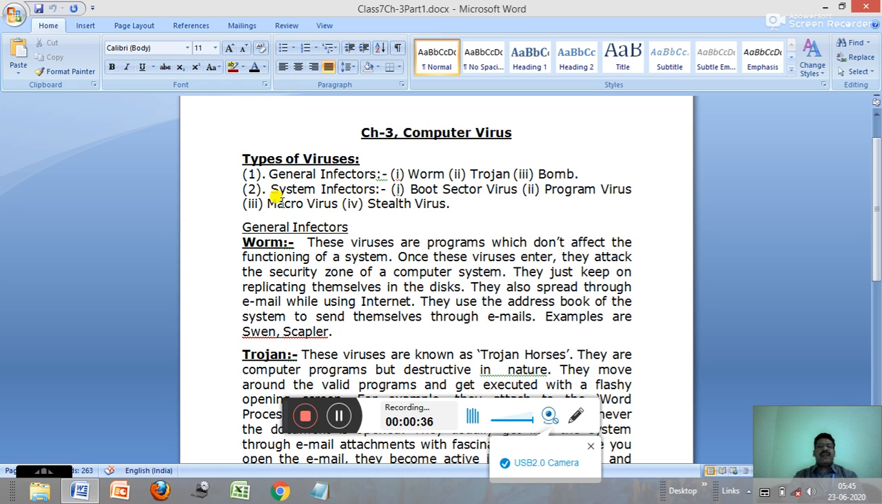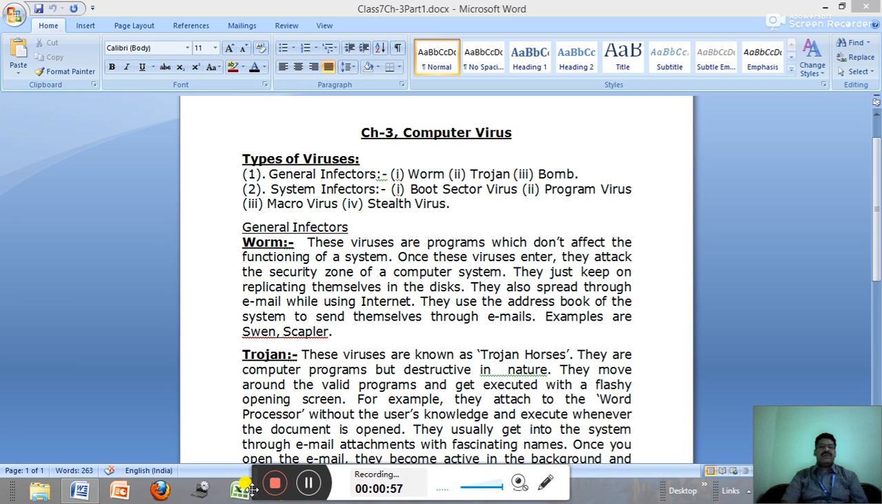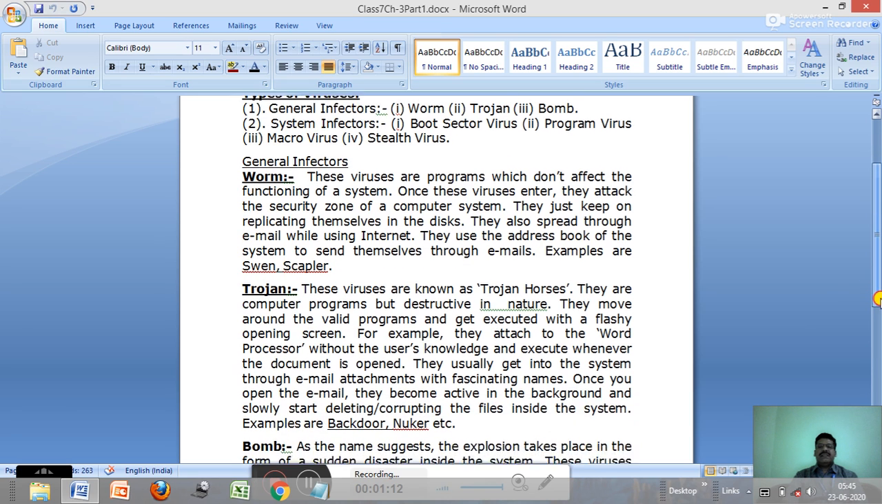The second category of viruses is system infectors. These are boot sector virus, program virus, macro virus and stealth virus. So there are two categories of virus, which are general infectors and system infectors. In general infectors, worm virus, Trojan virus and bomb virus, and in system infectors, boot sector virus, program virus, macro virus and stealth virus. So let us discuss today the first one, that is general infectors.